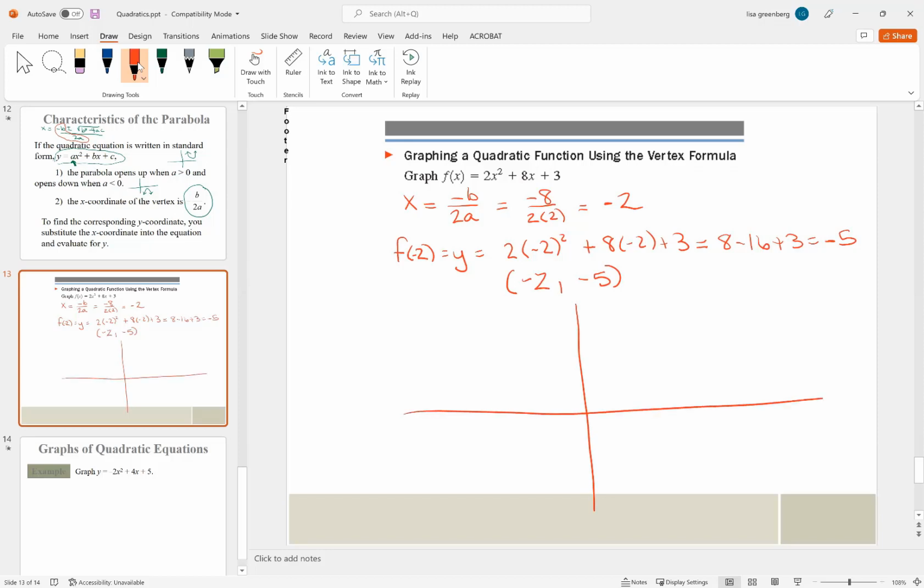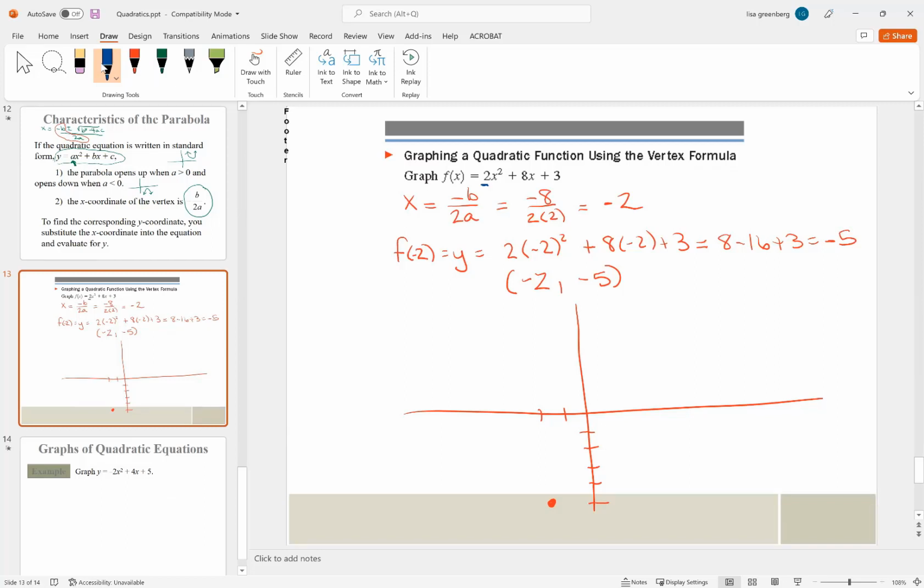So now I can come over here and graph it. I have negative 2, negative 5. There's my vertex. Is this graph going to open up or down? Normally you look at the A, right? Exactly. So I know it opens up.